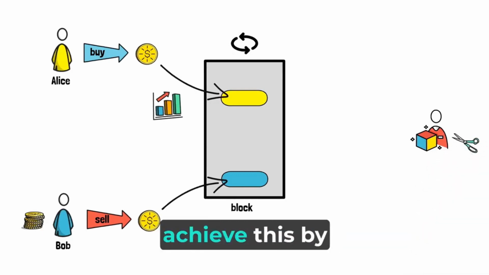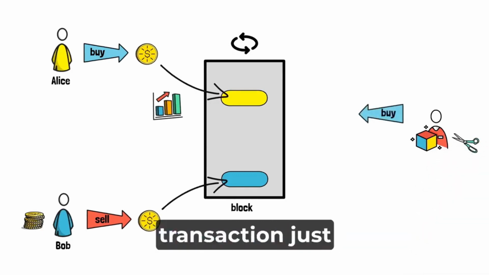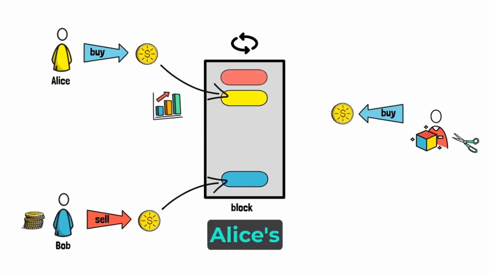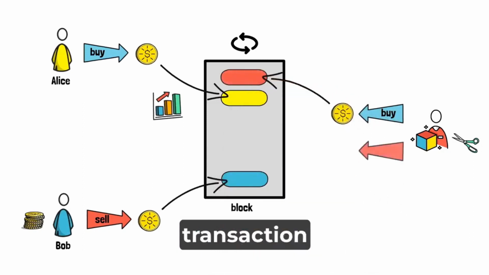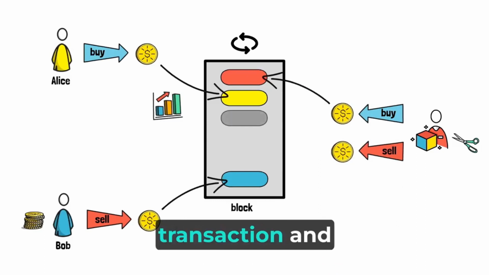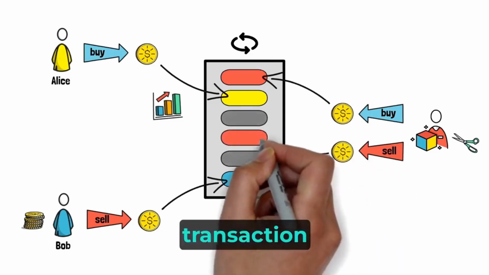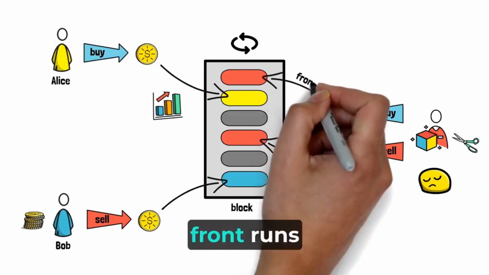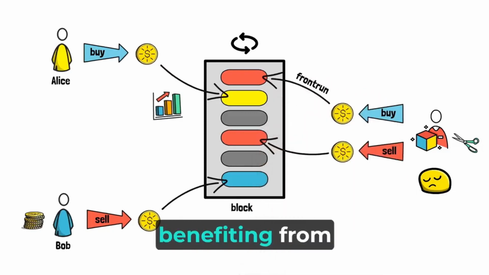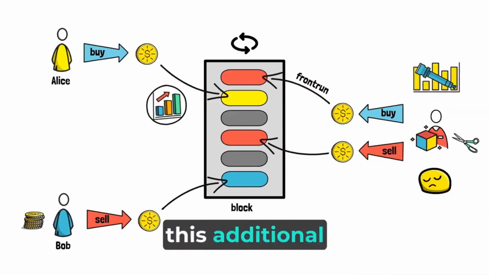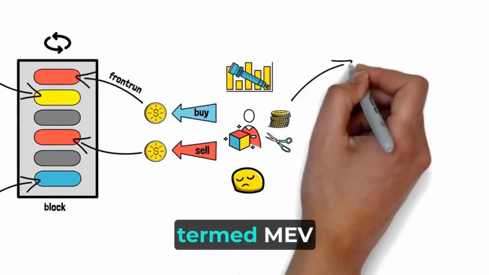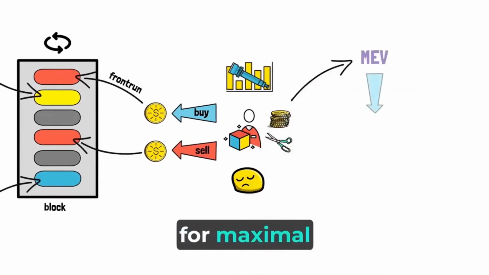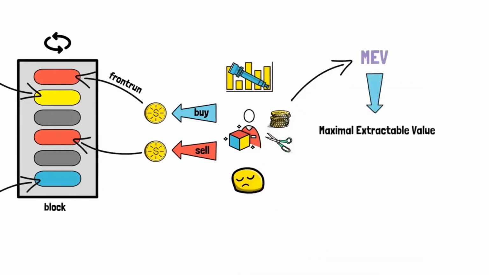The proposer can achieve this by inserting its own buy transaction just before Alice's transaction and placing a sell transaction after Alice's transaction and right before Bob's transaction. In this rather nasty example, the block proposer essentially front-runs Alice's transaction, benefiting from the price movement they can predict and influence. This additional profit resulting from altering the transaction sequence is termed MEV, which stands for Maximal Extractable Value.